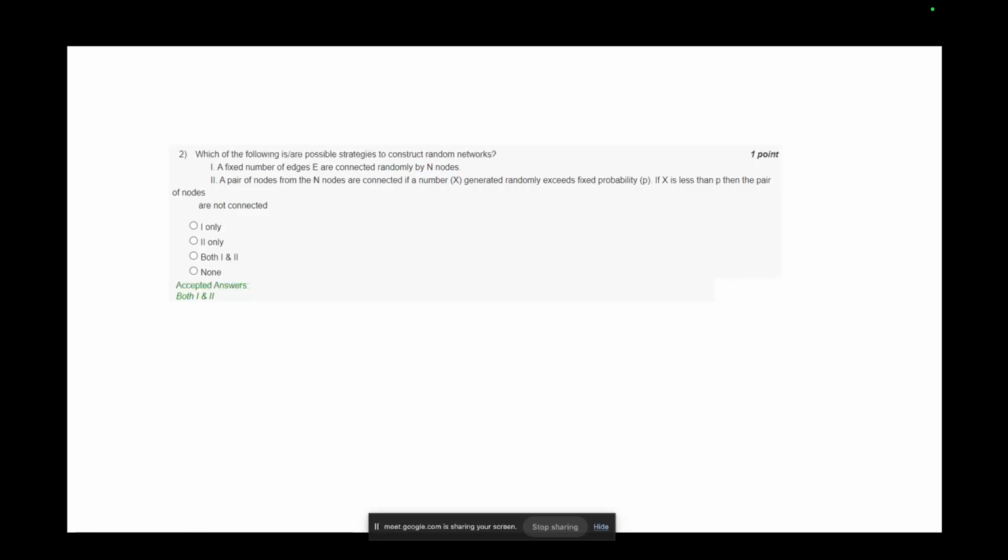So the answer is you can have both the strategies to generate a random graph, right? Depending on your need. If you are doing a network motif, most probably you will not use the second one, you will use the first one. But if you want to generate any random graph, both work. No, not a problem.